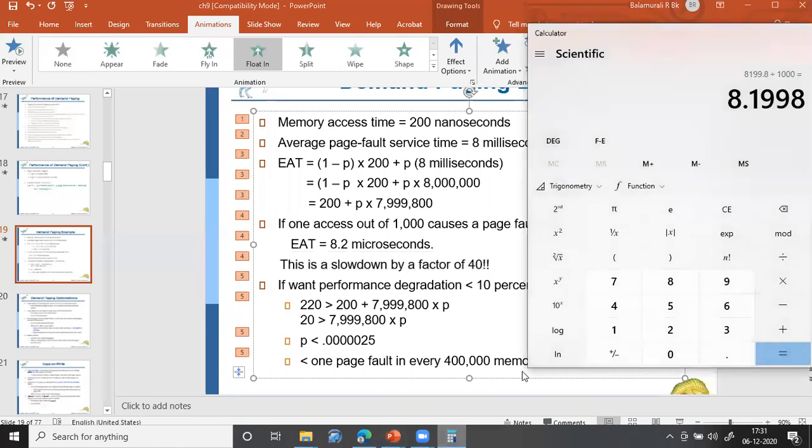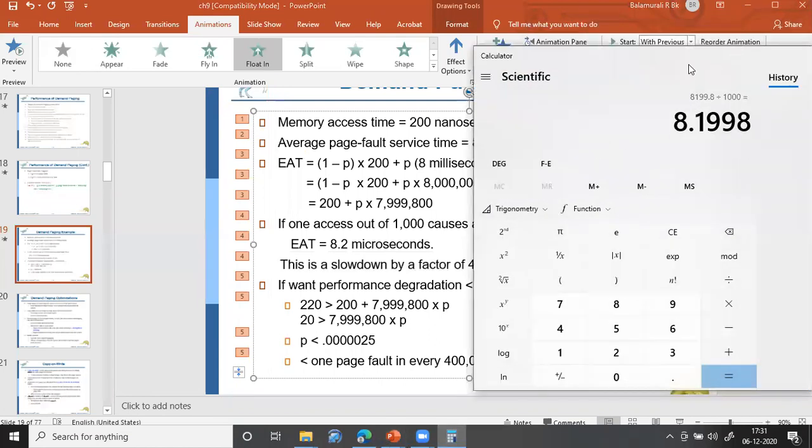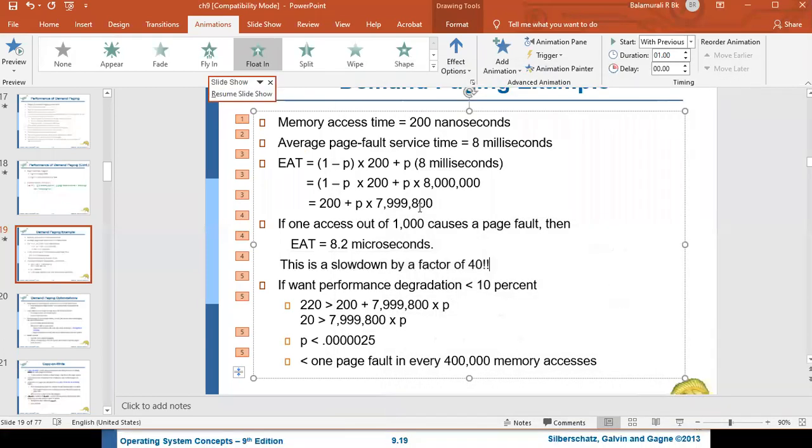How do we say there is a slowdown by 40? Refer to this equation. If there is no page fault, then p will be 0, so this part will be 0. Then the effective access time will be just 200. That is the ideal case, because even if the page is available in the memory, you need 200 nanoseconds.